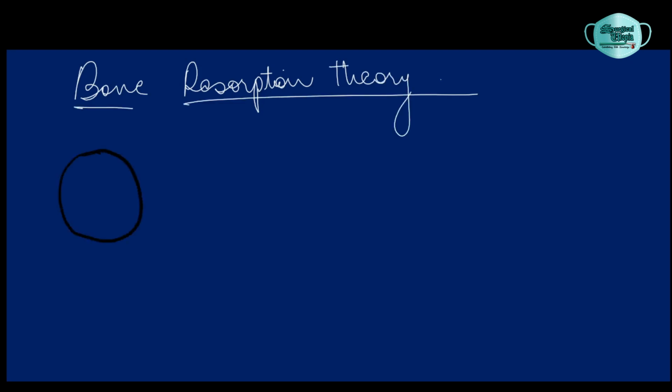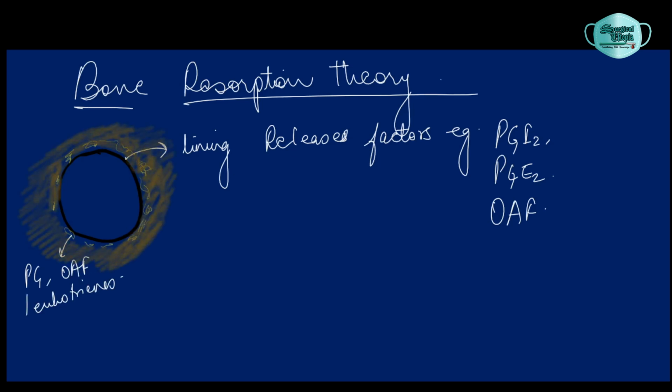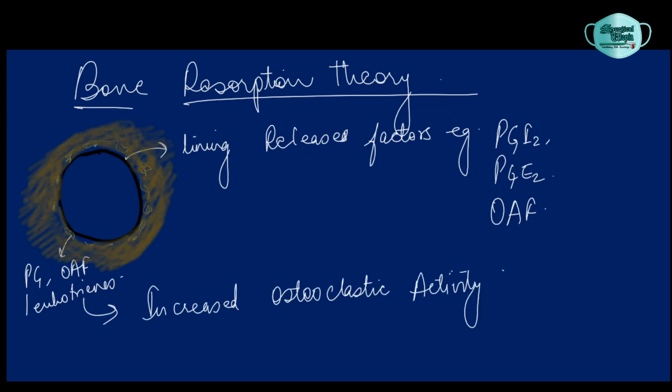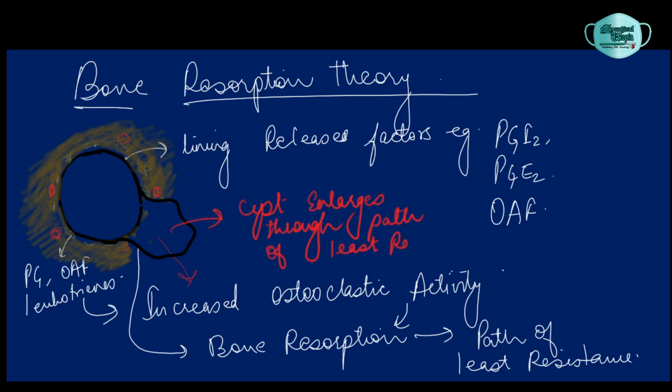The next one is the bone resorbing factor theory, and according to this theory, the lining of the cyst is capable of releasing certain chemical factors such as prostaglandins and leukotrienes, the osteoclast activating factors, and because of these chemicals the osteoclastic activity increases, the osteoclast formation increases, which in turn will result in the resorption of the bone and will facilitate the expansion of the cyst by providing the path of least resistance.